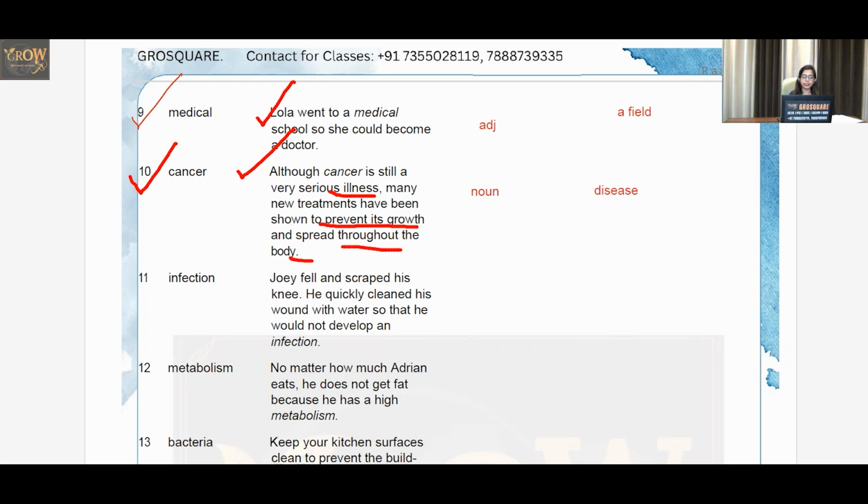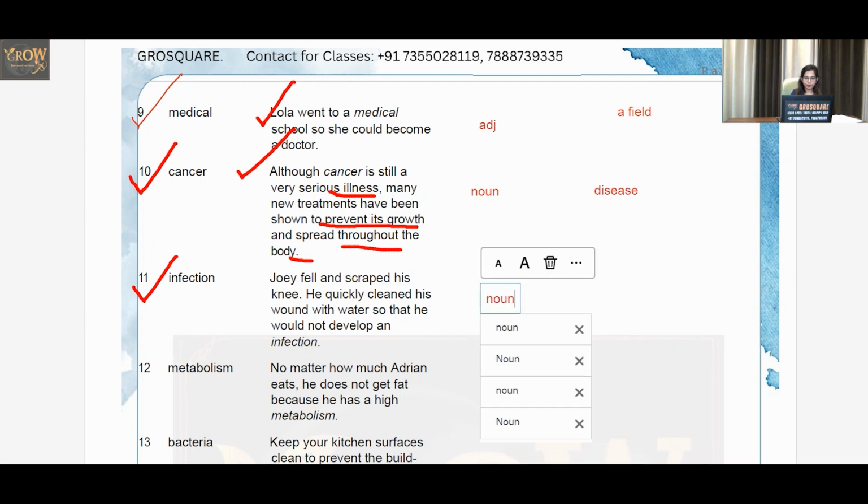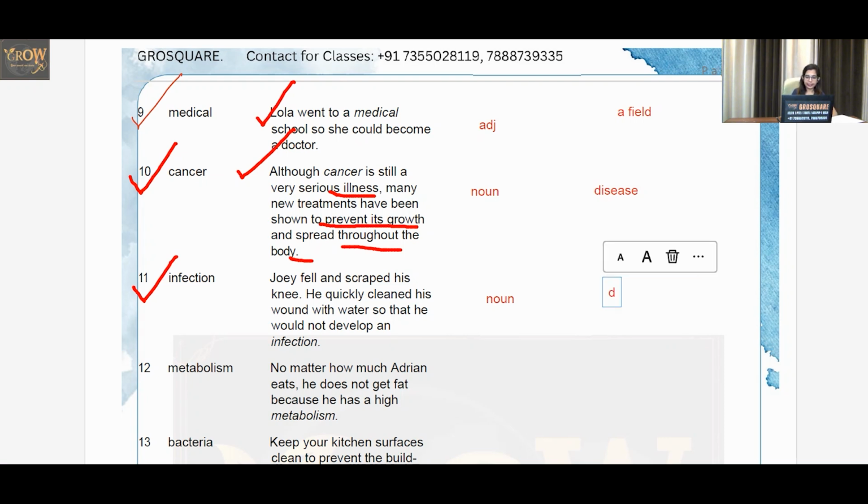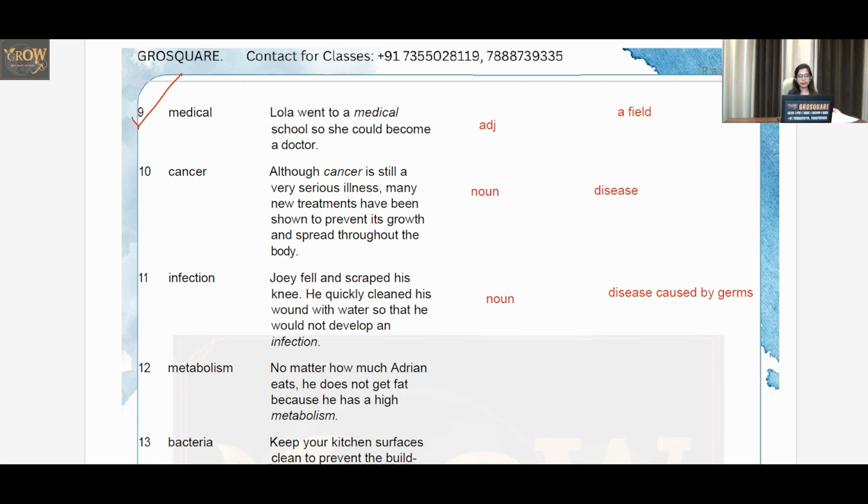Let's move ahead towards the next word, and this is 11th one, infection. Now, what infection is? This is also a noun basically, right? Now, what infection can be called like disease caused by germs, right? So this is what infection can be defined as. Now let's see the example sentence of this. So what we have written over here is, so Joy fell and scraped his knee. He quickly cleaned his wound with water so that he would not develop an infection.